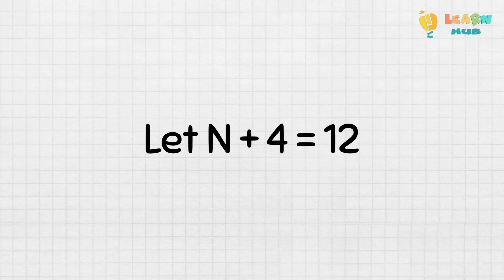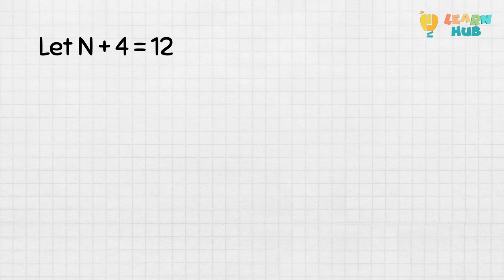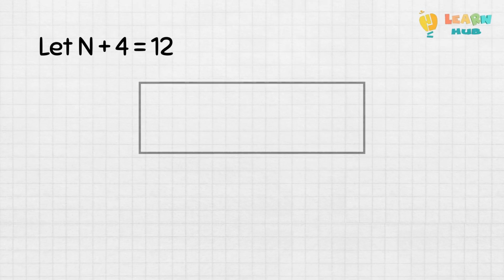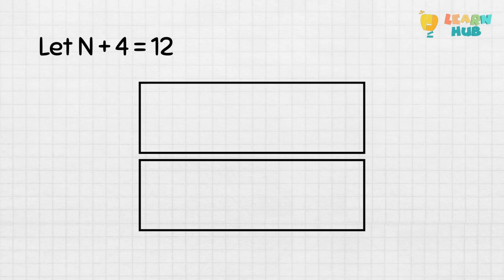Let us have an easy one. Let n plus 4 equals 12. First, draw two rectangles with the same length and width, one on top and one at the bottom. The bar on top represents the left side of the equation, n plus 4, while the bar at the bottom represents the right side of the equation, 12.